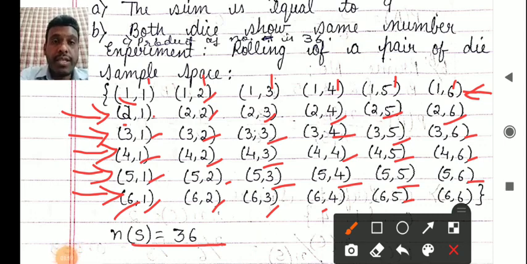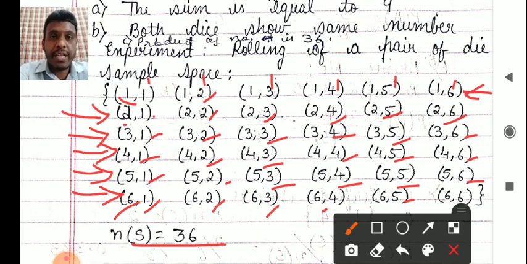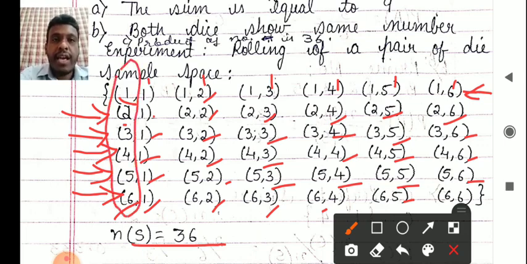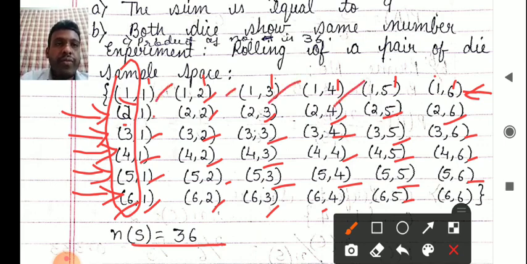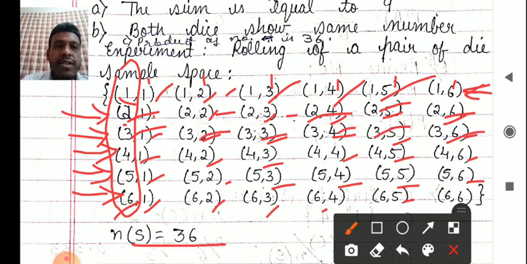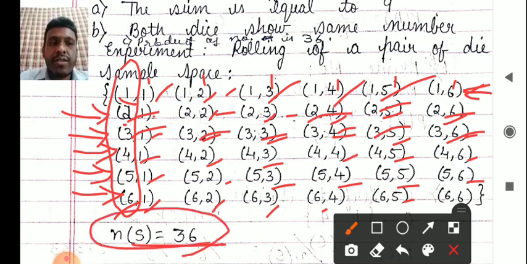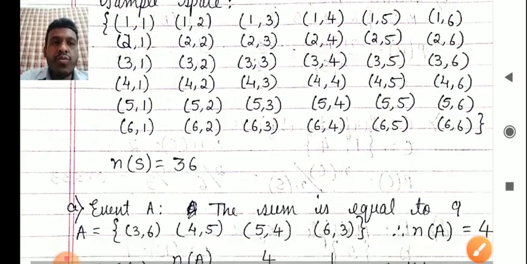I hope you have understood this. Whenever a pair of dice is rolled, this is how you have to write the sample space. You are fixing the first number of the dice, that is 1 2 3 4 5 6, and here you change the second numbers, that is 1 2 3 4 5 6, and so on. So totally you will get 6 rows and 6 columns. 6 times 6 is 36. So n of S is equal to 36. Fine. Now let's move ahead.